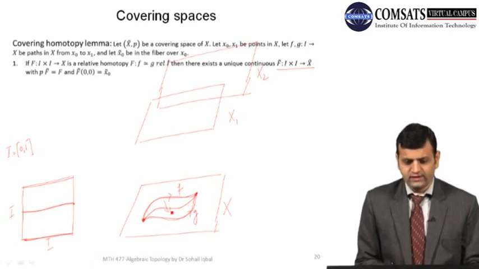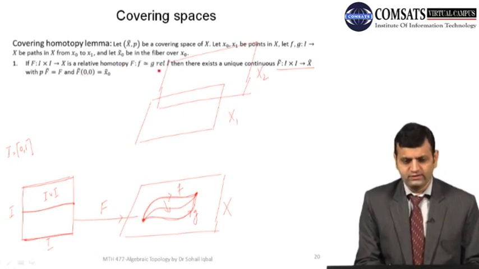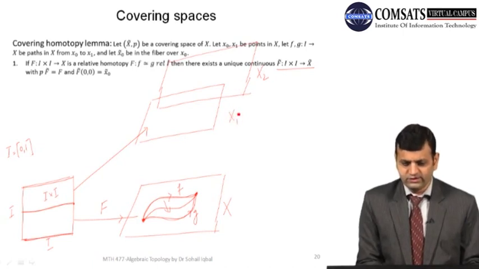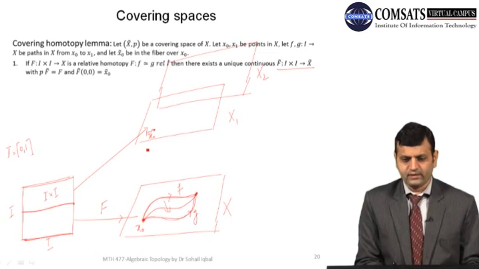So in other words, f is homotopic to g means we should have a continuous function capital F from I cross I to the space X, such that the following properties hold, which we have already seen in the definition of relative homotopy. And this says that there exists a continuous function F tilde from I cross I to this X1. We have taken a particular sheet of the covering space, such that if this is x0, the sheet containing x0 tilde.